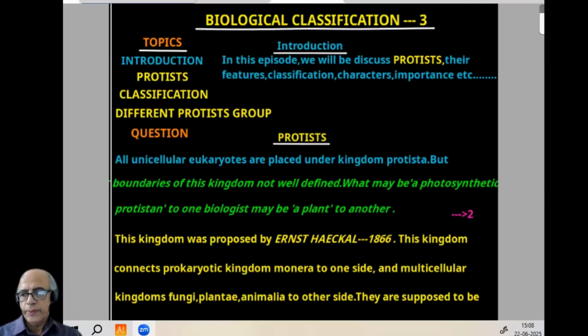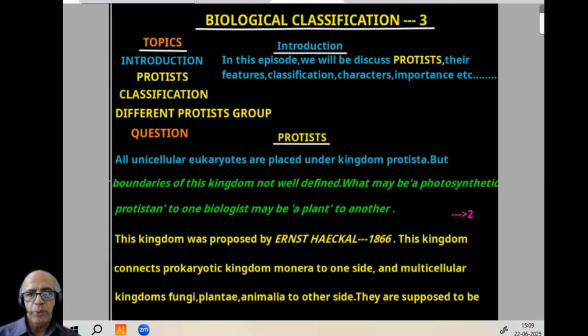Okay, we can proceed. Biological classification, third part. What all things will we be discussing in this episode? For that, as well as to observe notes and diagrams, I will share the screen so it will be easy for you. I think the screen came, so we can proceed. Biological classification, third one. An introduction will be there, then protists, their classification, different protist groups. Then, as usual, 5 theory questions and 5 NEET model questions with the key. In the introduction, we'll be discussing entirely the protists, their features, classification, characters, importance, all aspects of protists connected with NCERT.